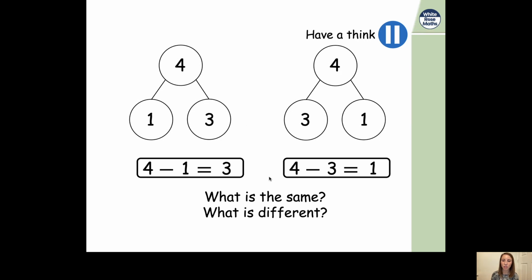Okay, so what's different? Well, I've swapped my parts around and the answers are different. Whereas in an addition sentence, the answer is always the same, no matter if you swap your parts around. But if you swap the parts around in a subtraction sentence, so if you use 1 here and 3 here, your answer is different. So 4 take away 1 equals 3, and now I'm going to take away 3 instead of 1. So 4 take away 3, and my answer is the number 1.